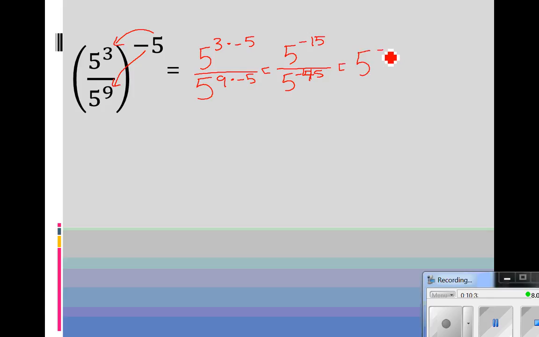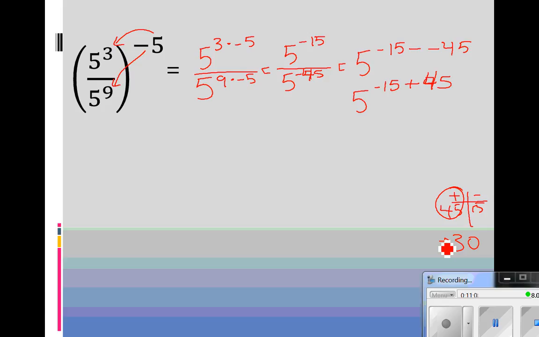5 to the negative 15 minus negative 45. We know that becomes 5 to the negative 15 plus 45. I can make a t-chart. And 15 is a negative, 45 is a positive. The difference, as we've been doing before, is 30. This time it's going to be positive because of that 45 on the positive side. So I have an answer of 5 to the 30th power.